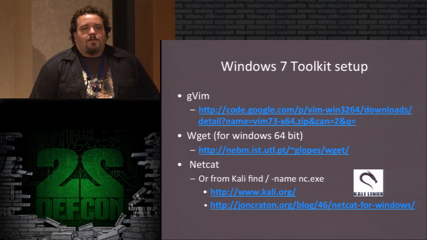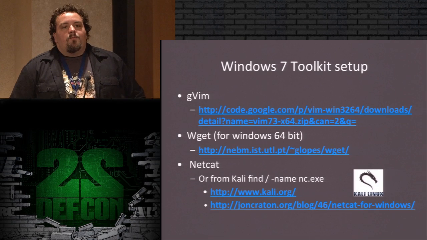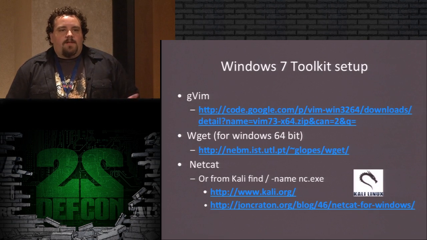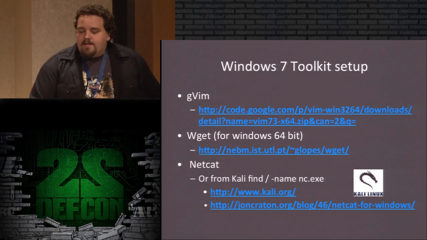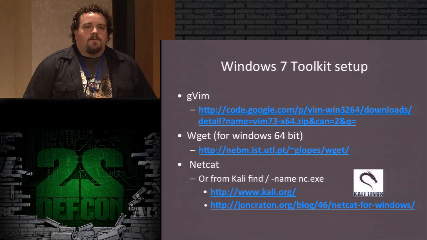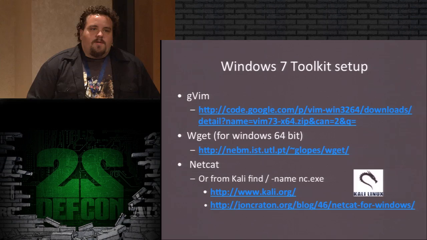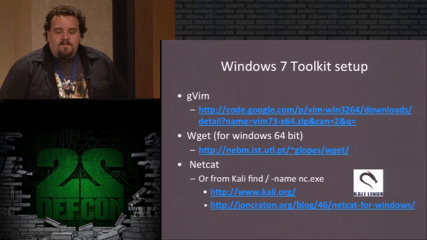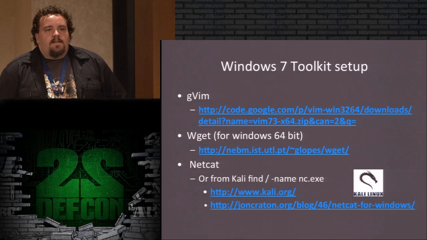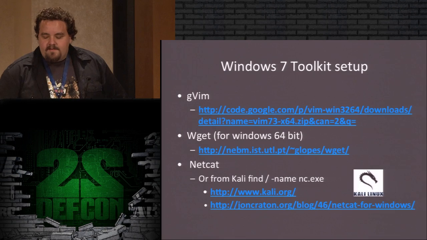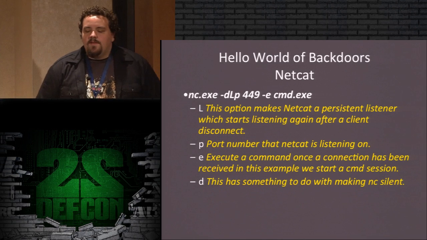You're also going to want wget, because once you get on there you're probably going to want more things, so you need a way of downloading them through the command line. This is a great tool I found that's compiled for Windows 64-bit. There are 32-bit versions out there, but it was hard to find the 64-bit. And the best place I found to get Netcat was from the Kali Linux image. There are links here for that.